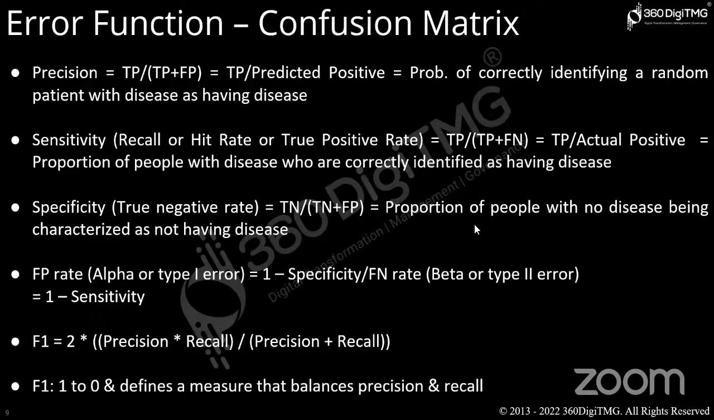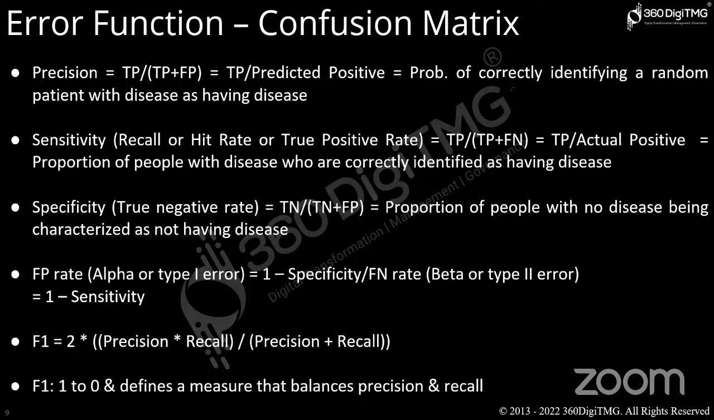All these are various functions. There is a function called precision, in which true positive is divided by the summation of true positive plus false positive, which equals true positive divided by predicted positive, which is the probability of correctly identifying a random patient with disease. Then we have sensitivity, also called recall, hit rate, or true positive rate. And this is the basic formula for calculating your sensitivity.